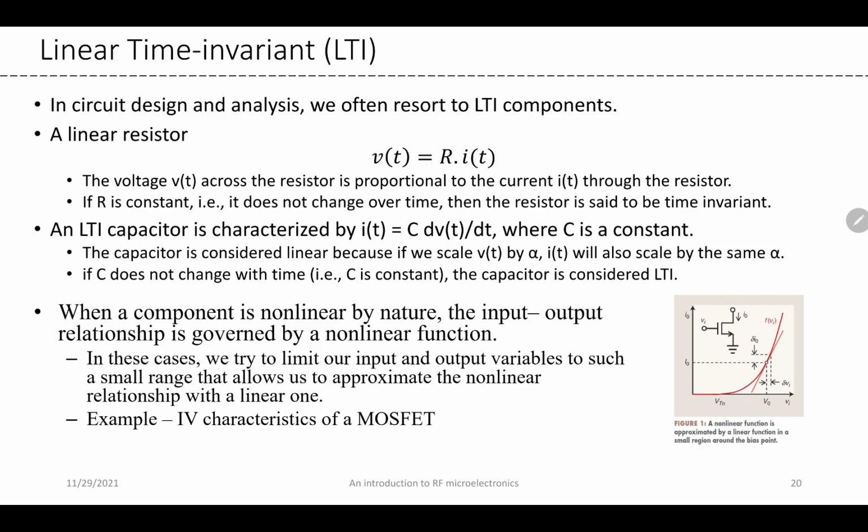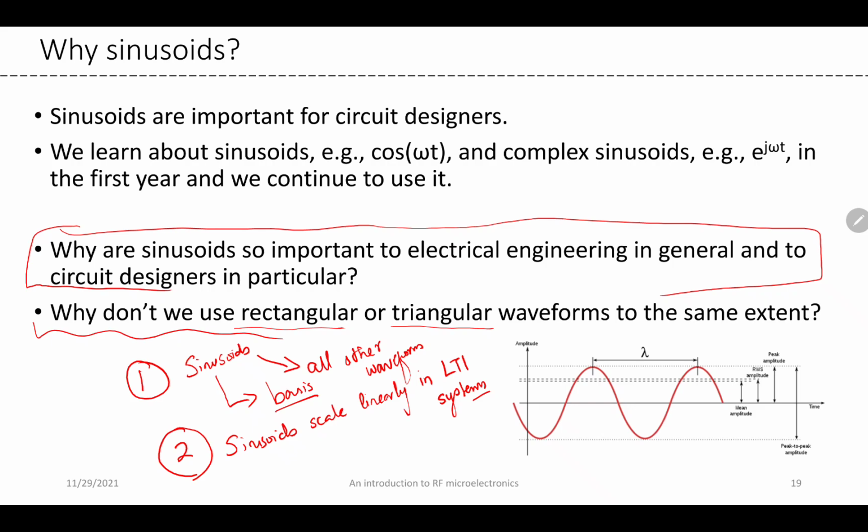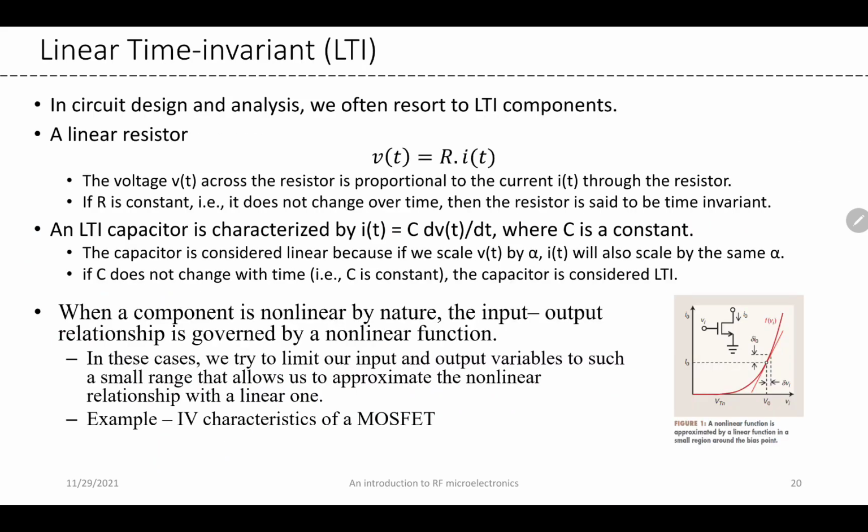We talked about a linear time invariant system, so let's talk about them in more detail. What is a linear time invariant system, and how does it impact our signals? A very basic example of a linear time invariant system would be a resistor.